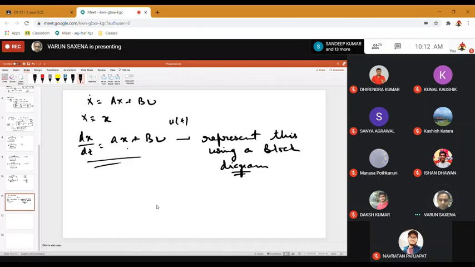So what do you do? Basically you need a block which should work as an integrator or differentiator. So that's the hint to get this.